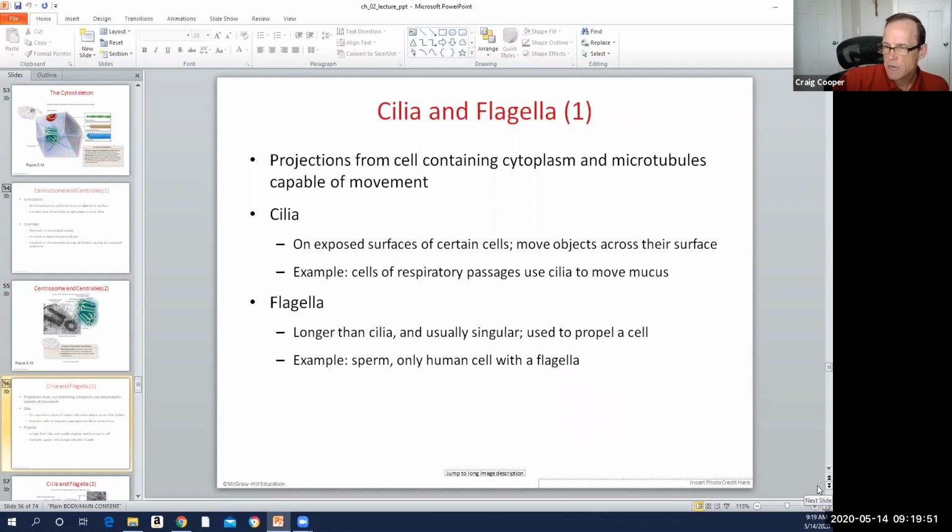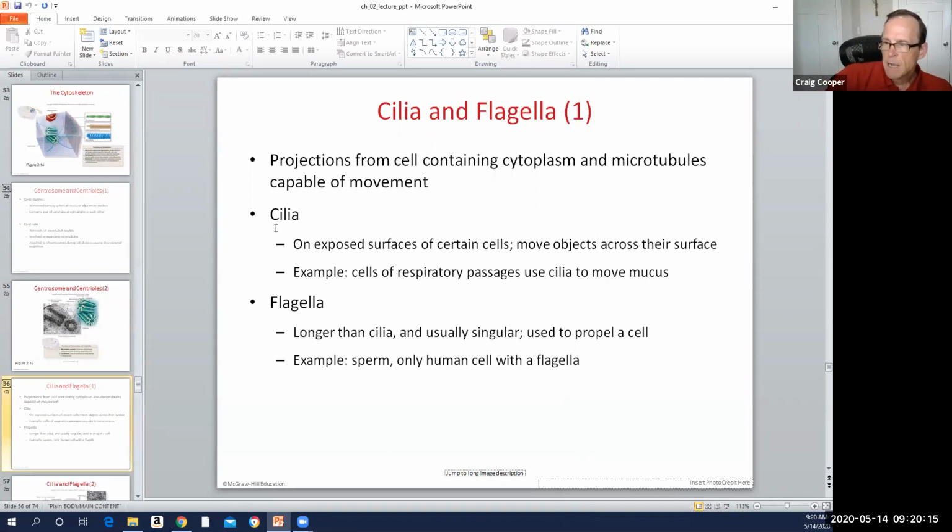All right, then we've got our projections on the outside. We've got our cilia and we've got our flagella. Again, the only human cell that has flagella is the sperm cell, and that's that little whip-like tail that helps that sperm cell move up through the uterus and try to get up into the fallopian tubes, where it can then fertilize the egg that's been released.